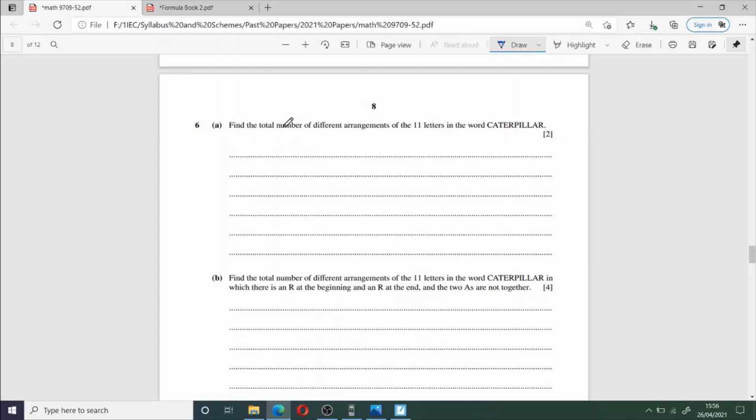Question 6a wants us to find the total number of different arrangements of the 11 letters in the word caterpillar. I always like to rewrite these words with the letters grouped together. So we have a C, then 2 A's, 1 T, 1 E, 2 R's, 1 P, an I, and 2 L's. Now let's check we've got the right number of letters: 1, 2, 3, 4, 5, 6, 7, 8, 9, 10, 11. I always like to do that because then you can see the groupings of letters more easily.